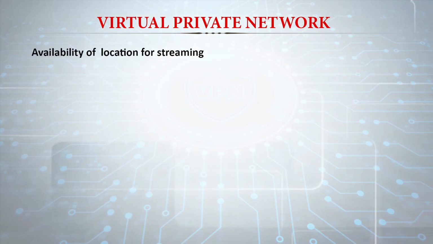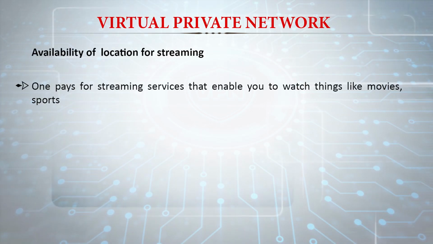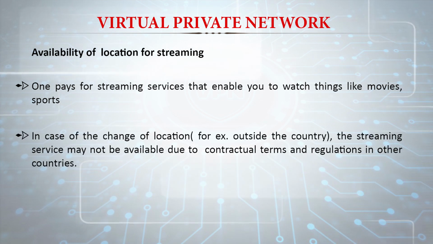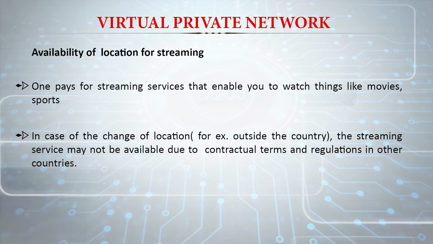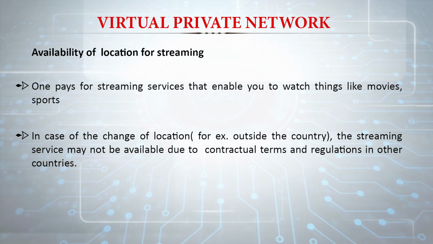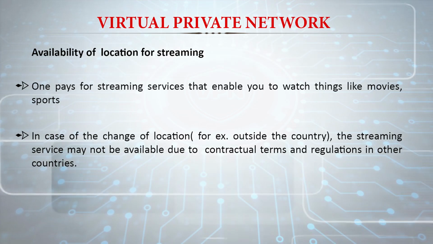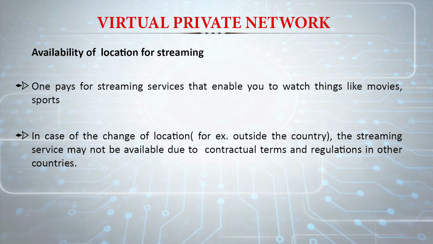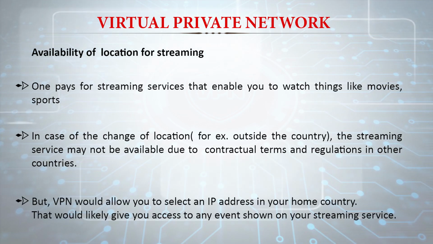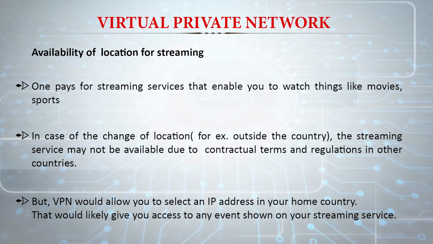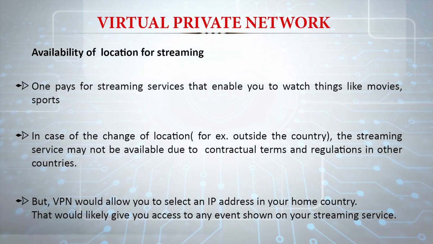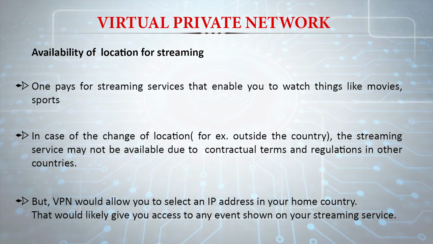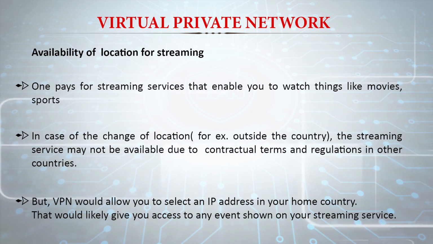Availability of location for streaming. Streaming services enable you to watch things like movies and sports. If you change your location from where you have been using them, moving to some other country or some other city, the streaming service may not be available due to contractual terms and regulations in other countries. But a VPN would allow you to select an IP address in your home country that would likely give you access to any event shown on your streaming service. So basically it extends this service to other locations also.